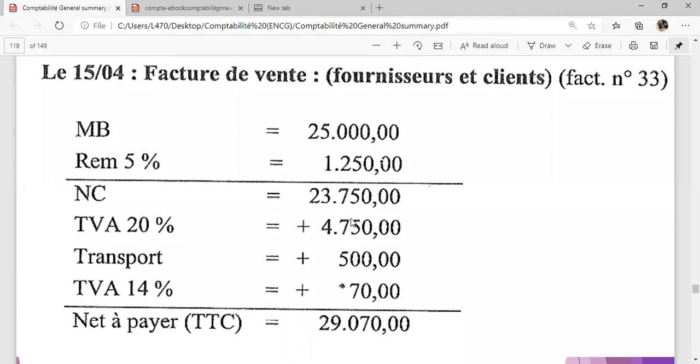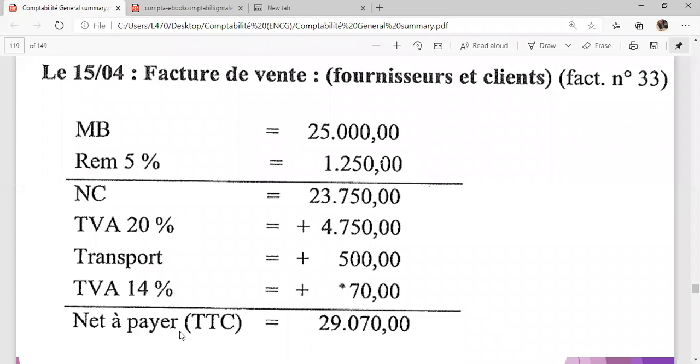So you're going to add these three first. You can either add these three first, get a figure, then add it to your net commercial, or you can just add them all together to get the TTC, the toute taxe comprise. So hope that's clear for that one. Then we move on to the other one, just a quick illustration. So that was the first example.